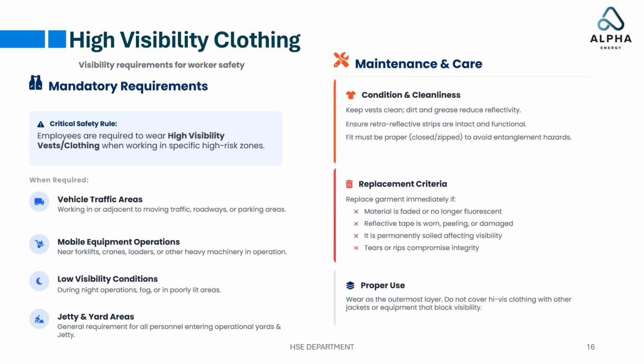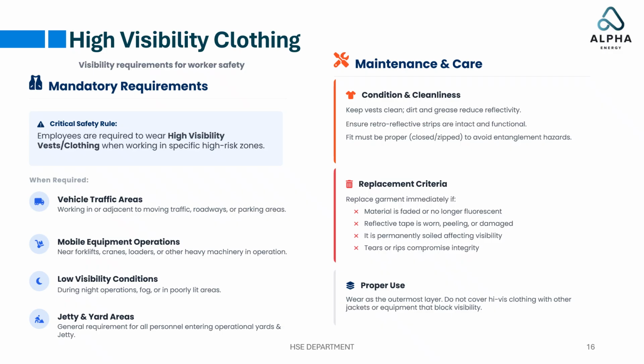The following outlines mandatory requirements and maintenance guidelines for high-visibility clothing to ensure worker safety. Employees must wear high-visibility vests or clothing in specific high-risk zones, including vehicle traffic areas, near mobile equipment operations like forklifts and cranes, during low-visibility conditions such as night or fog, and when entering jetty or yard areas.